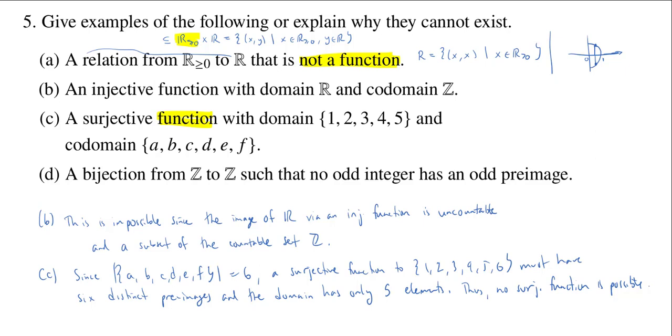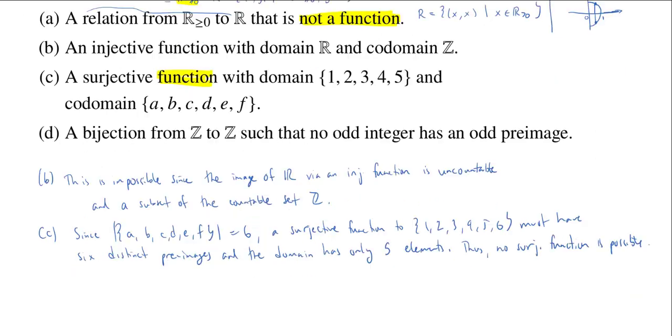Oh, but wait, there is more. Such that no odd integer has an odd preimage. Nuts, right? I wanted to send 3 to 3, but now that doesn't work because 3 would have itself as its preimage. And that's an odd number now with an odd preimage. All right, so we have to think harder.